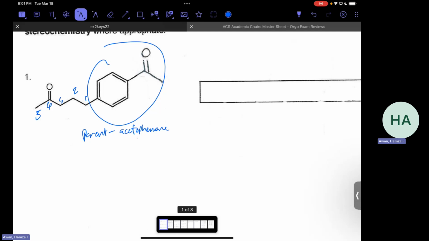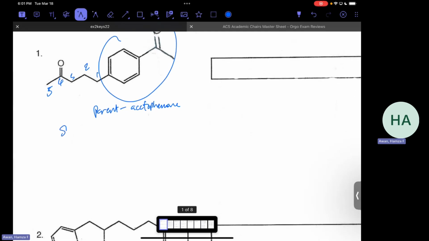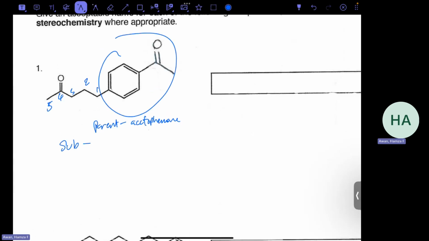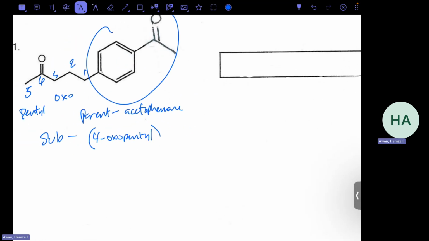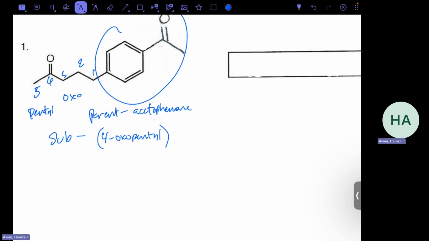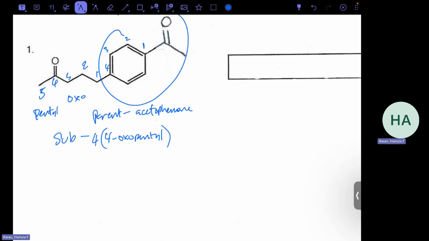Because that's the parent chain, the chain that's coming off, that second ketone, is going to be our substituent. We're gonna label it as a pentyl group, right? But it has the double bond to the oxygen on carbon 4, and that is called an oxo group. So our substituent is gonna be called 4-oxopentyl. That's going to be on the opposite side of the benzene ring, so if we count the ring, 1, 2, 3, and 4, it's on carbon 4 of the benzene ring. So we're gonna put 4 there.